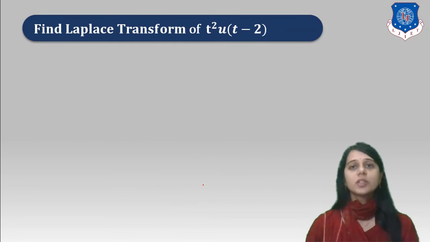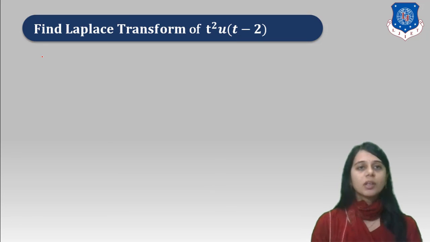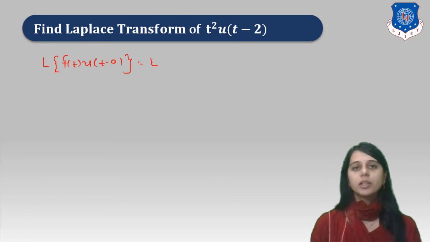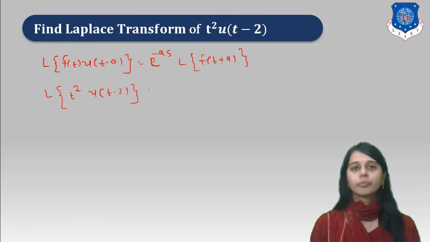Find the Laplace transform of t square u of t minus 2. Similarly, Laplace of f of t u of t minus a, we take e raised to minus as Laplace of f of t plus a. So here, in the example t square u of t minus 2, we take e raised to minus 2s Laplace of f of t plus 2.